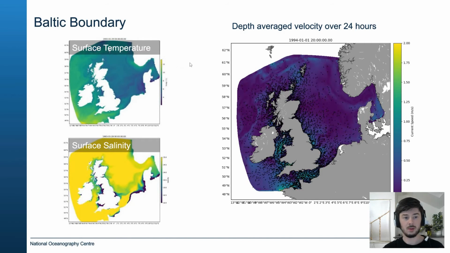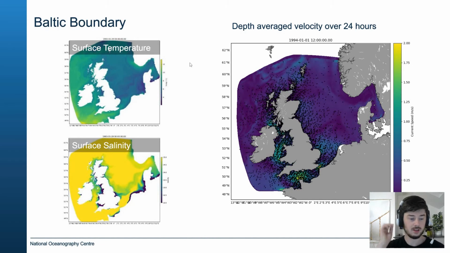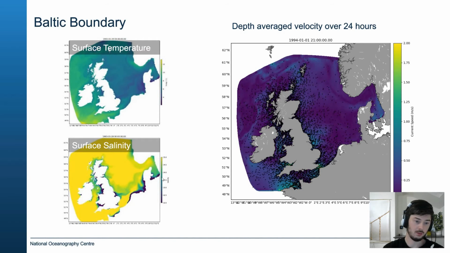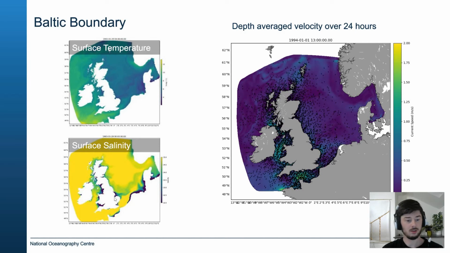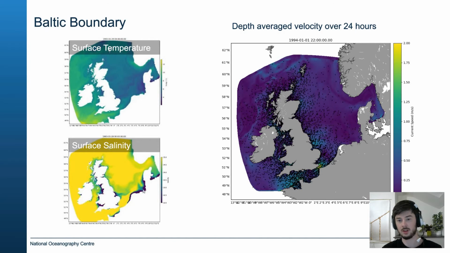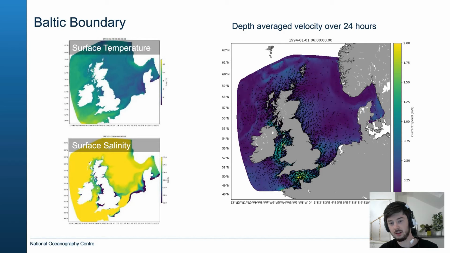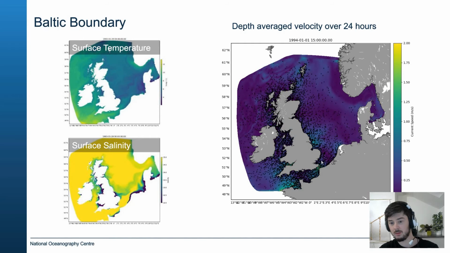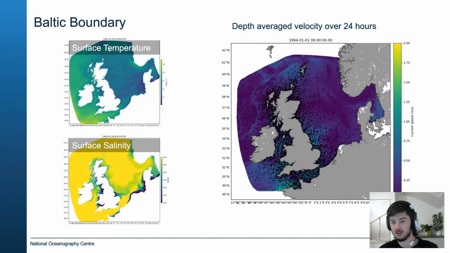Here's a snapshot example of surface temperature from the model and salinity, so that we can see that we've got fresh water coming in from the Baltic there, and it also nicely shows that we've got lots of fresh water coming from coastal regions from the river data set. And then this is just an example of the velocities, showing one tidal cycle, 24 hours, of a depth average velocity, and you can see that there's velocity coming through the Baltic boundary, as well as tides circulating around the northwest European shelf.